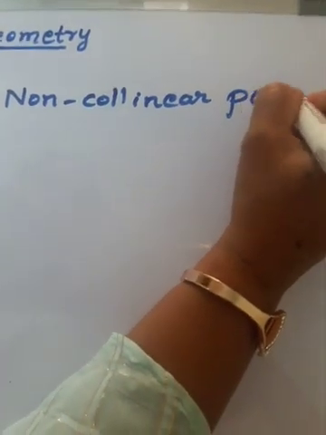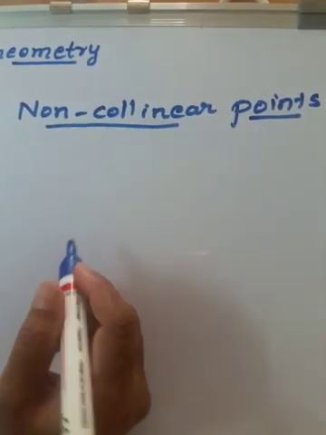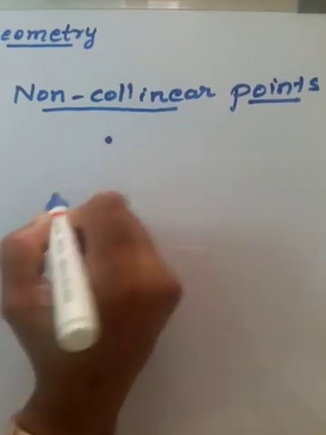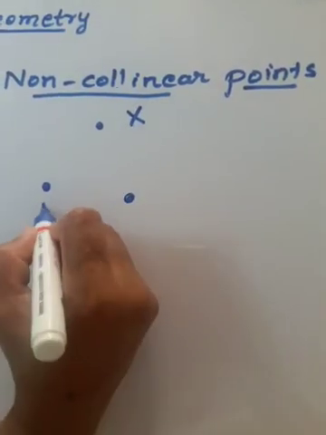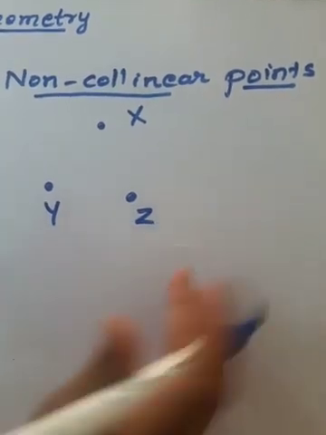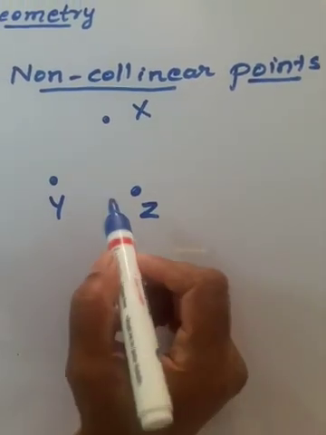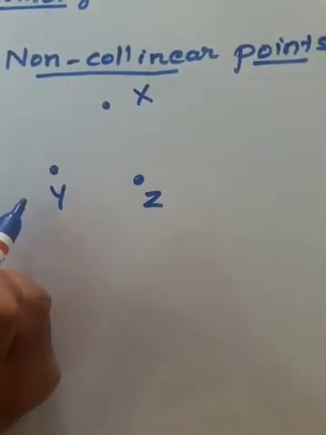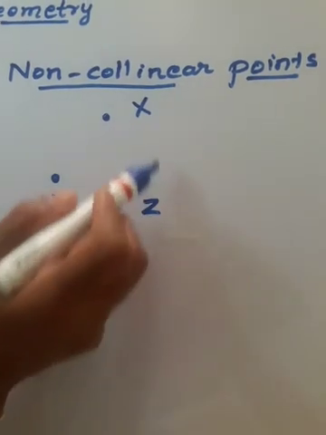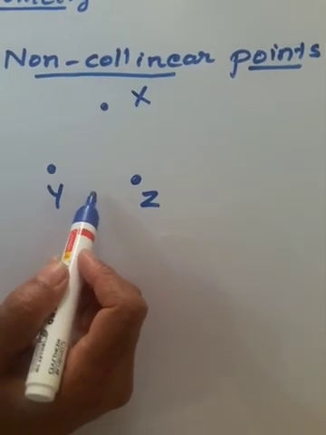Non-collinear points. What are non-collinear points? Here 3 points are given: point X, point Y and point Z. Can you draw a single line that passes through all the given points? No, it is not possible.